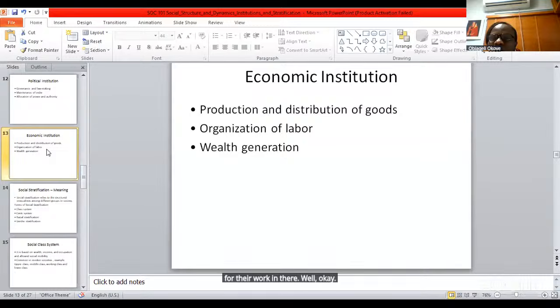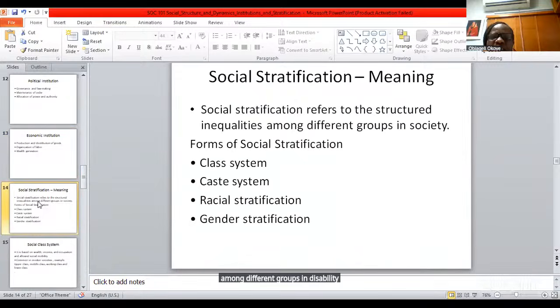Then let's look at social stratification. This refers to the structured inequalities among different groups in the society. Remember, I told you that no society is homogeneous. Every society is heterogeneous, with people that belong to different classes. They do not have enough, they do not have this, let's say, wealth. And you don't just have males or only females. You have male and you equally have the females. And the females do not possess equal rights as the male. They are kind of subordinated.